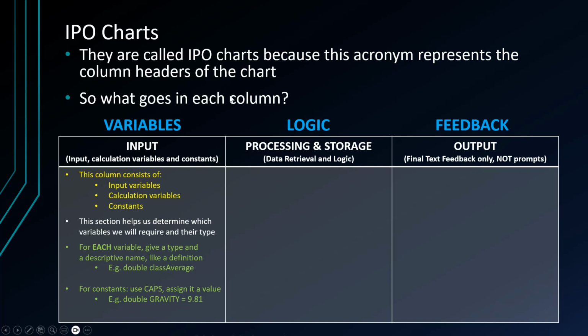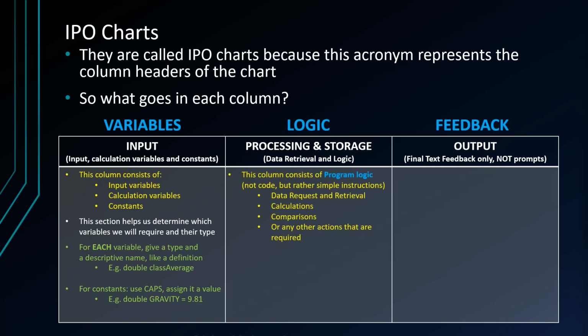Okay? Now going on to that, once we know what variables we need, let's take it a little step further. What kind of processing is required for this whole process? Well, there we go. This column is all about the program logic. Now, again, no code, just simple instructions. Think about what needs to get done. So the most important things are the data requests and retrievals. You're going to do that first. This is where you're going to be prompting the user and retrieving that data. We're not actually going to write the prompts or anything like that, but we are going to state what we're doing and what data we're actually trying to get.